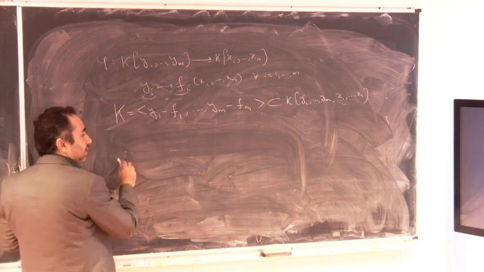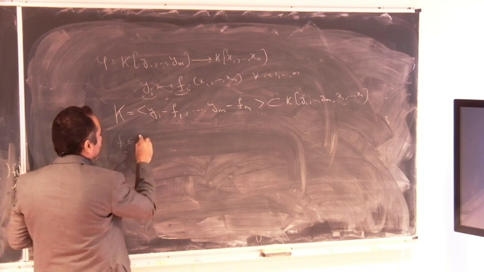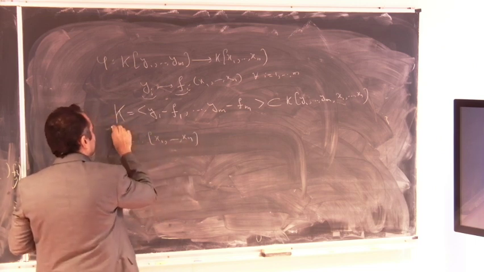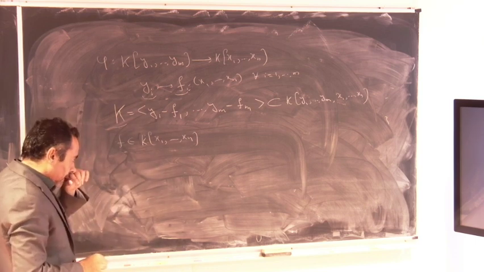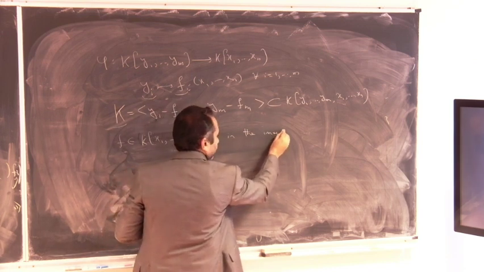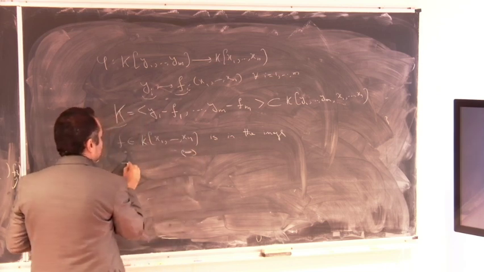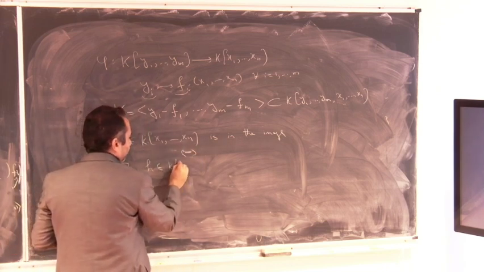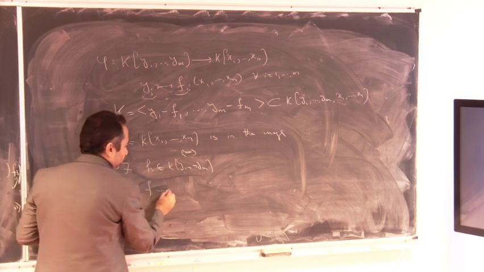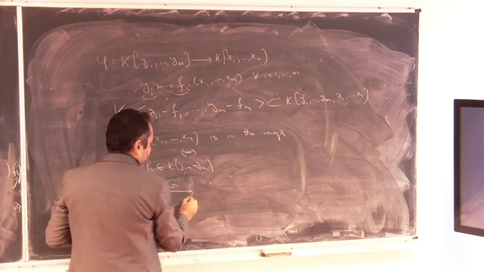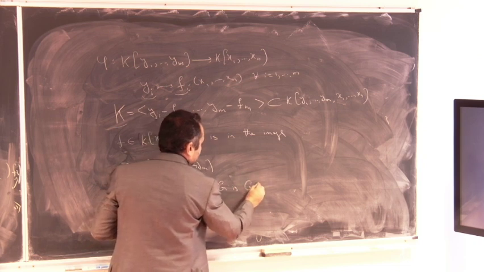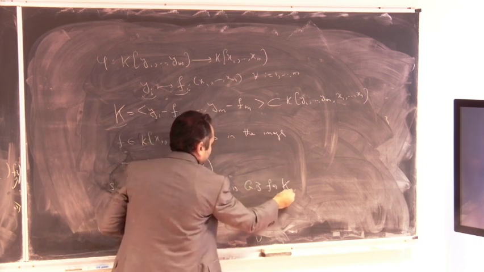Then we say that f, a polynomial in k of x1 up to xn, where K is an ideal and k is a field, is in the image if and only if there exists some h in k of y1 up to ym such that f reduces to h with respect to G, where G is a Gröbner basis for this ideal K.